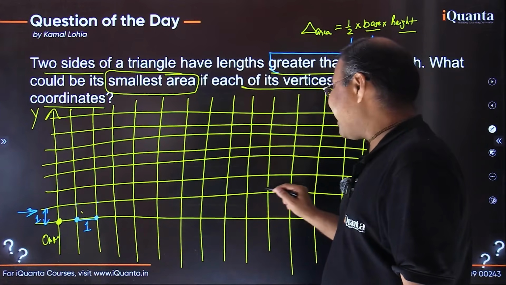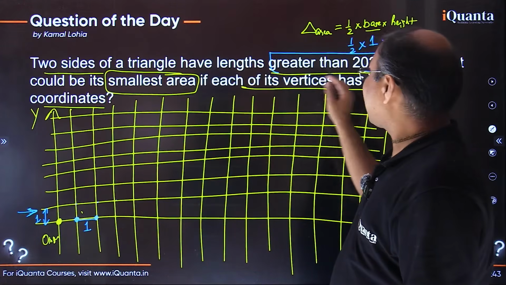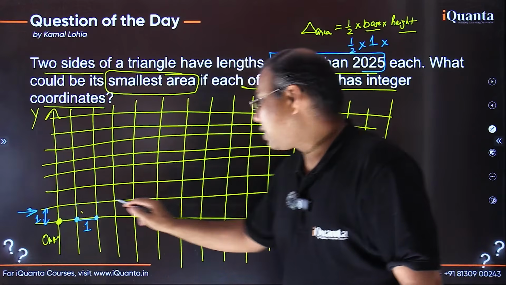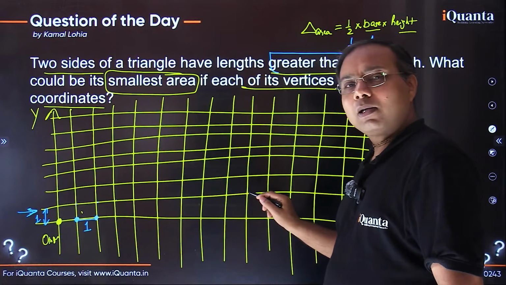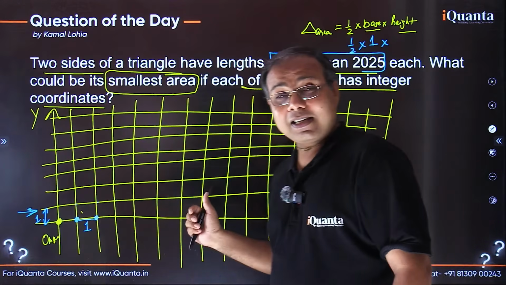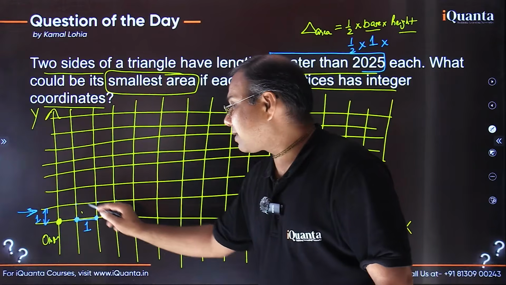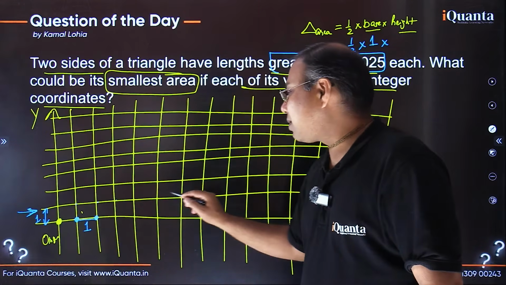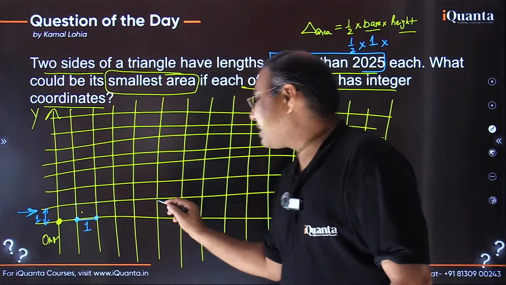But what are you seeing about the length of the other two sides? What is happening? If I was choosing the third vertex here, or if I'm choosing the third vertex here, what is the difference in the length of the other two sides? It is increasing, isn't it? So initially in this case, the two sides were having the length 1 and root 2. But gradually as I'm moving further, the length of the remaining two sides is increasing.